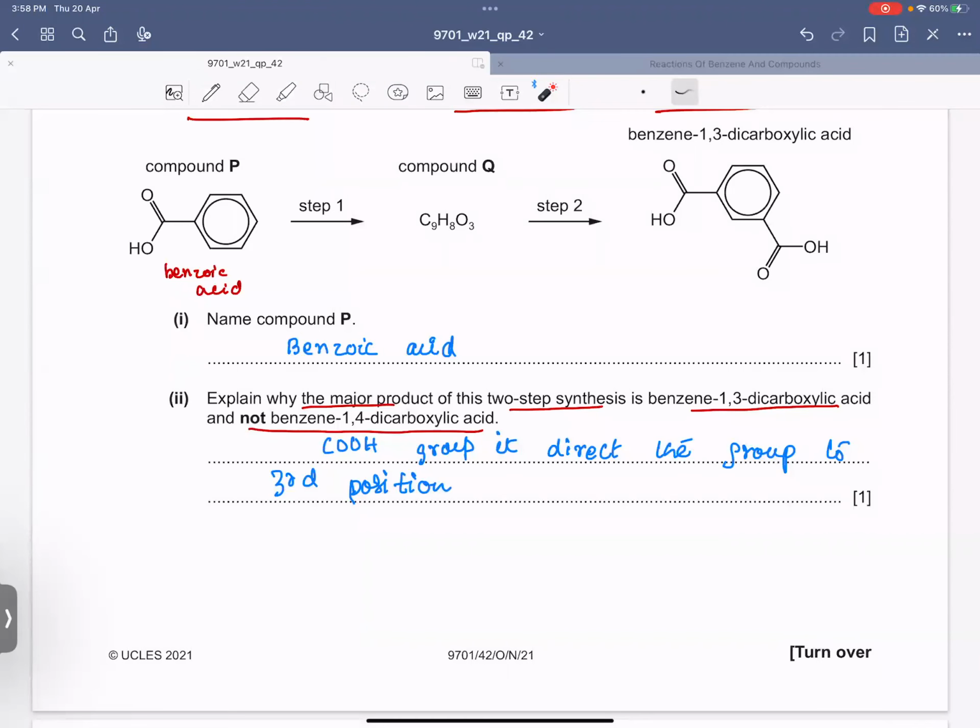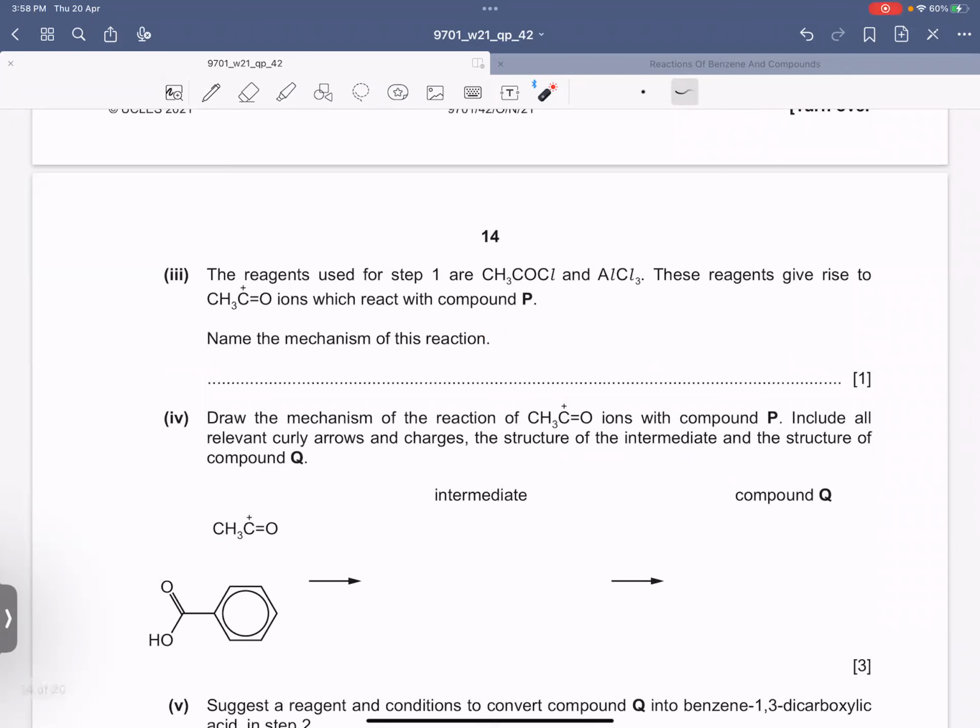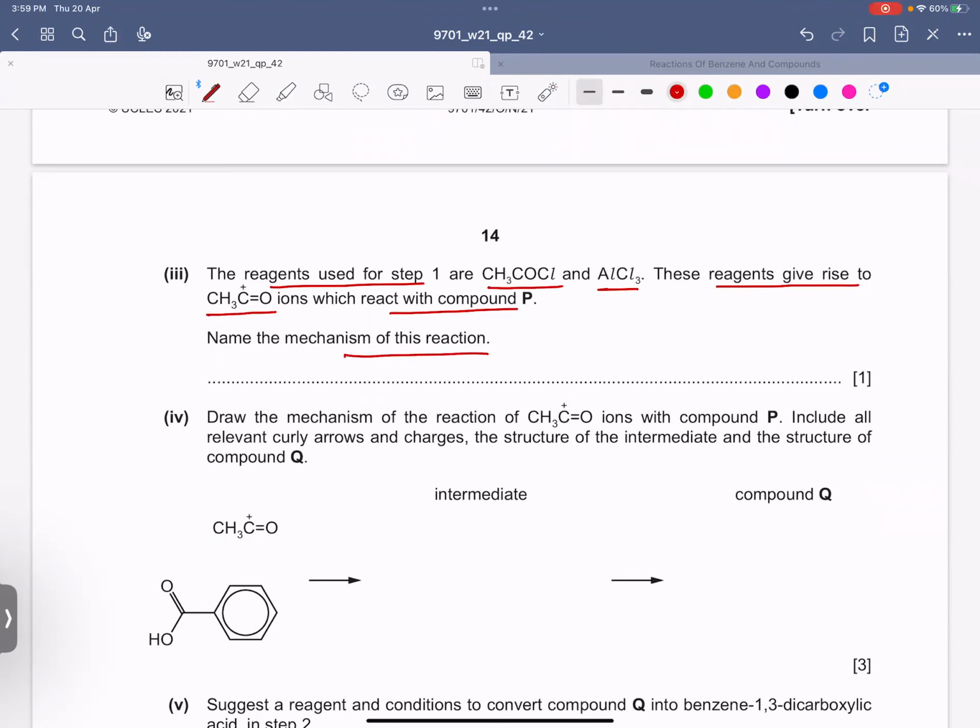Okay. So the COOH group directs the group to the third position. The reagents used for step 1 are CH3COCl and AlCl3. These reagents give rise to CH3C=O+ ions which react with the compound P. Name the mechanism of this reaction.